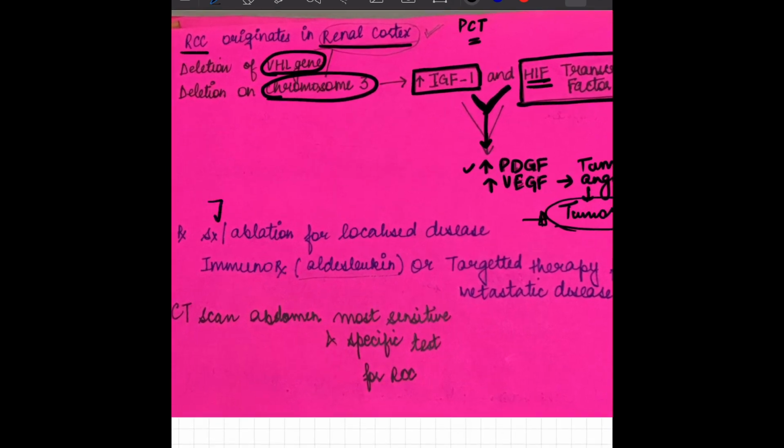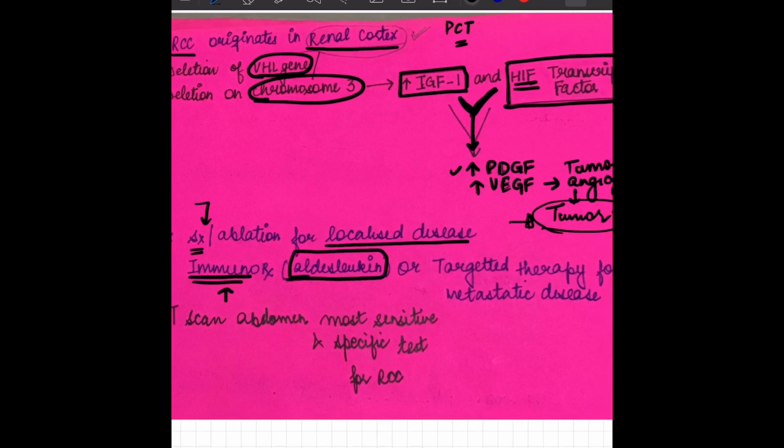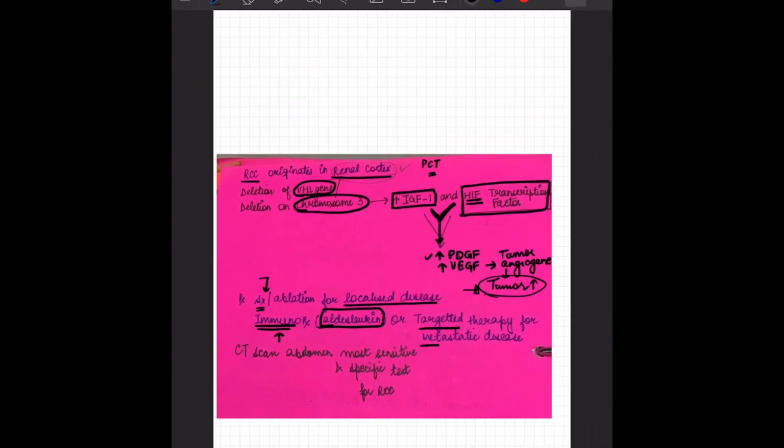Now what is the treatment? Either there is a surgical ablation for the localized disease, or you can also give the immunotherapy aldesleukin, or targeted therapy for the advanced metastatic disease. Now you need to know that CT scan abdomen is the most sensitive and the specific test for renal cell carcinoma.